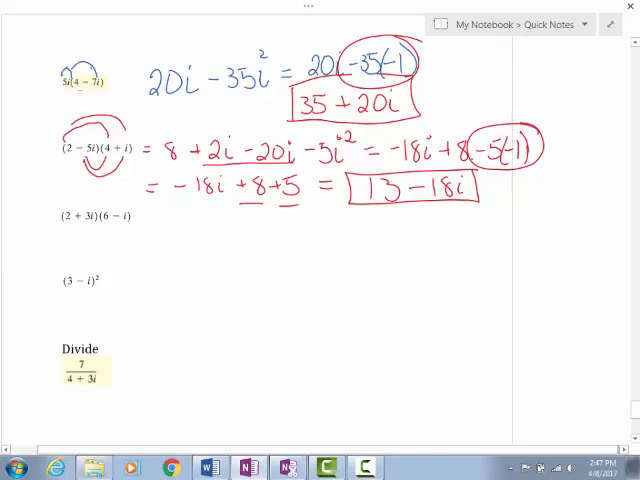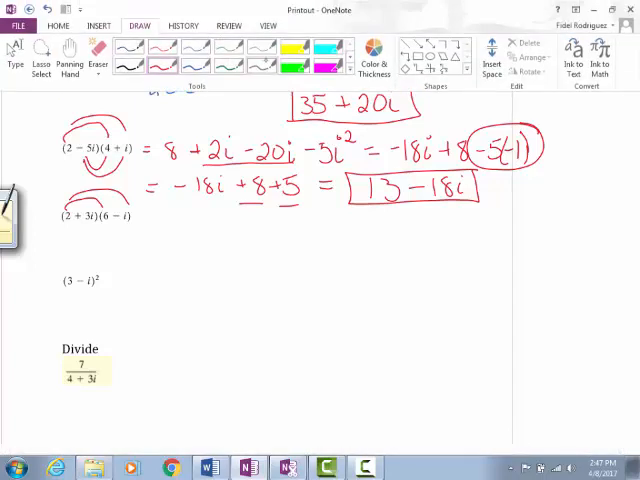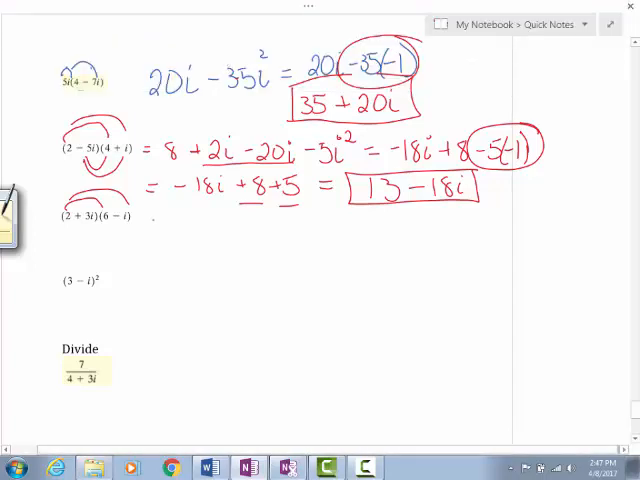Okay, so I'm going to try the next one. I'm going to do the same process here. I'm just going to FOIL once, twice. Okay, so 2 times 6, let me get a different color pen just so it doesn't look so much the same. Okay, so 2 times 6 is going to give me 12. 2 times negative i, a negative 2i. 3i times 6 is a plus 18i. 3i times a negative i, negative 3i squared.